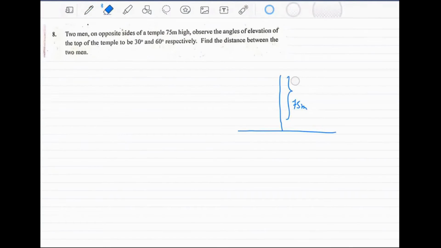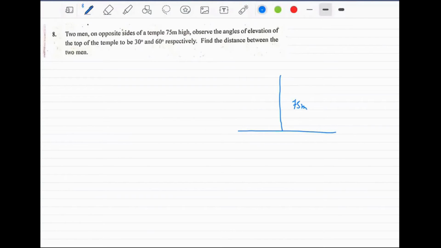Let's erase this part also. So there is a temple which is 75 meter high. Two men, they are on opposite sides of the temple. Here is the temple, one is on this side, one is on this side. Observe the angle of elevation of the top of temple to be 30 degree and 60 degree. One looks up to the top of temple, the other one also looks up to the top of the temple.